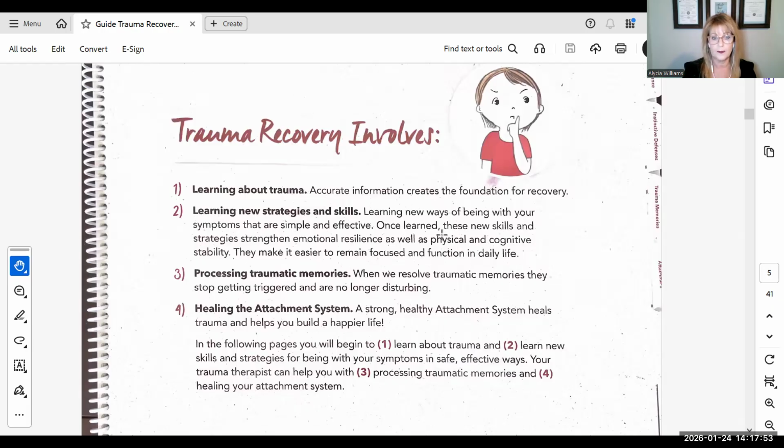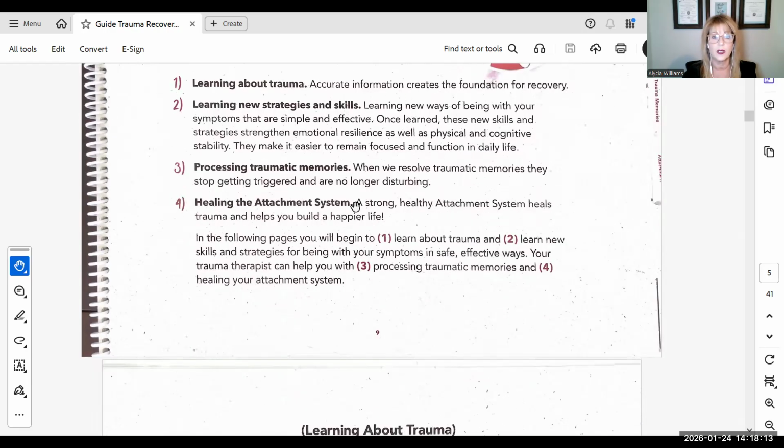So, in the following pages, you will begin to learn about trauma, and learn new skills and strategies for being with your symptoms in a safe, effective way. Your trauma therapist can help you with processing traumatic memories and healing your attachment system.